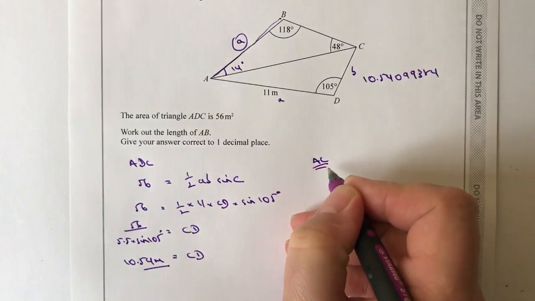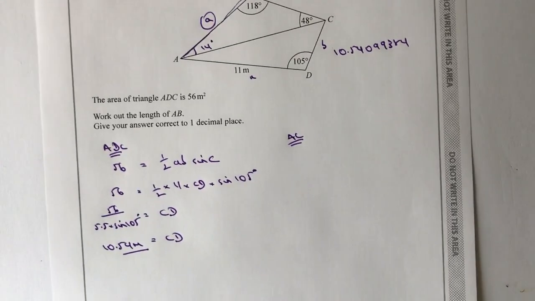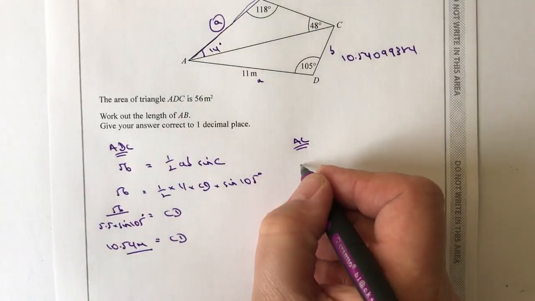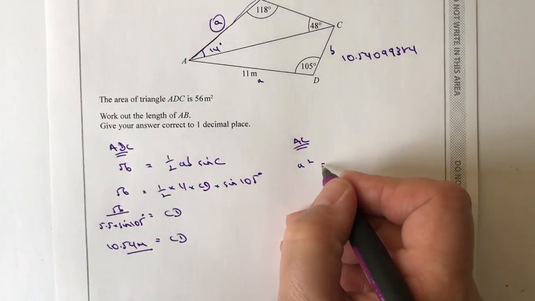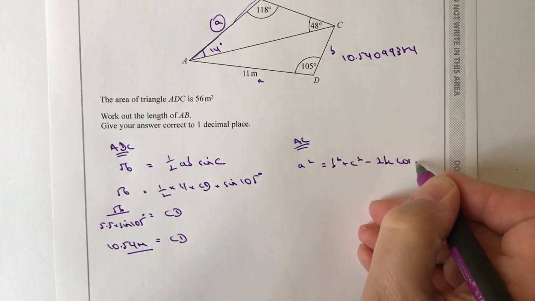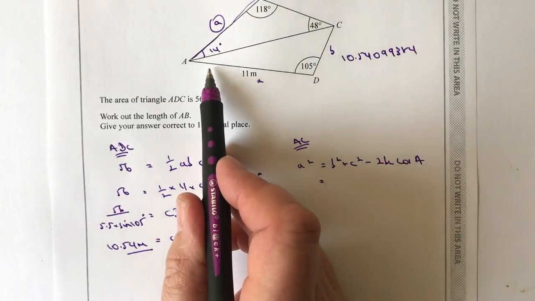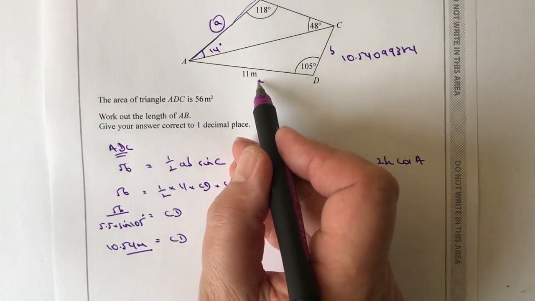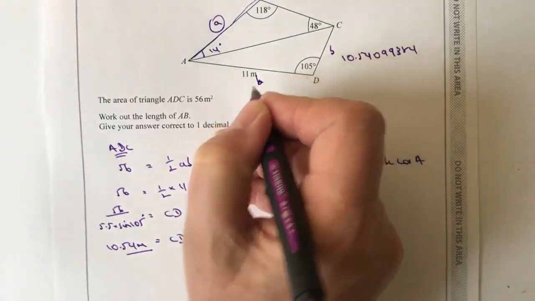The way to calculate AC, so this is ADC, is that we can use the cosine rule for it. So I can say that A squared equals B squared plus C squared minus 2BC cosine A. Let's plug in a little bit of information. B squared is going to be, in this particular case, this one. This is why I'm not so keen on labelling up diagrams too much. But I'm now going to change that to B.